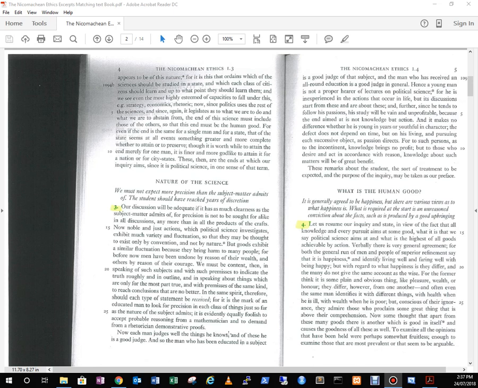So if you're a carpenter and you know it quite well, you're quite capable of judging the quality of another person's work. And of these, he is a good judge. So he's good at judging things that he knows, and he's a good judge. And so the man who has been educated in a subject is a good judge of that subject, and the man who has received an all-round education is a good judge in general.